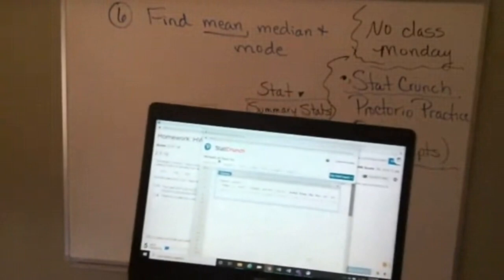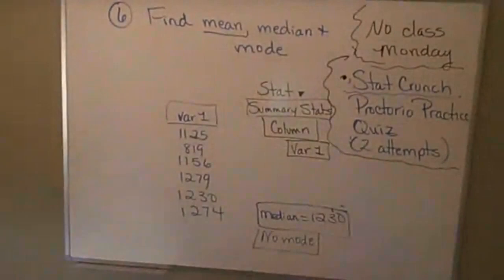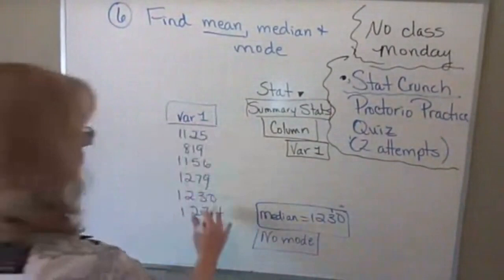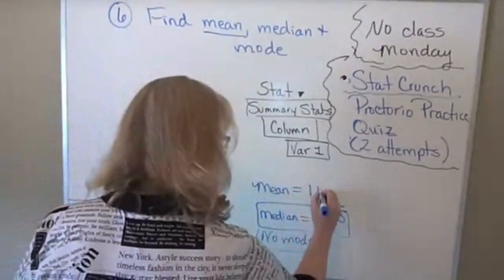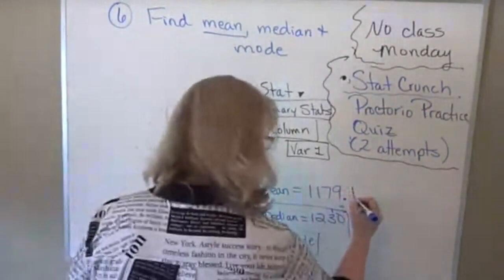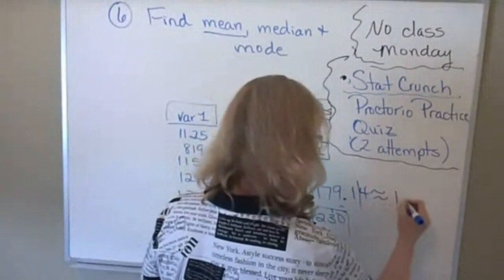But it gave me a mean of, I'm going to write this down on the board. And since these are whole numbers, I would round that mean to the tenths place. Remember, we talked about rounding one place after the data. And so I'm seeing a mean of 1179. And if I round to the tenths place, well, the number in the tenths place is a 1, then the next number is a 4. So we would round this to 1179.1.